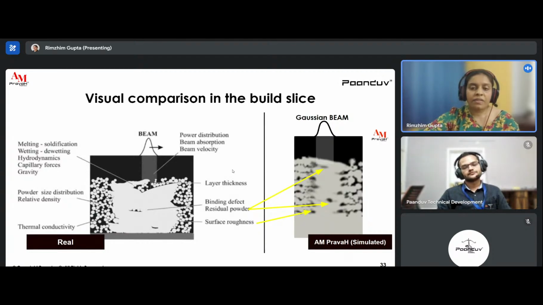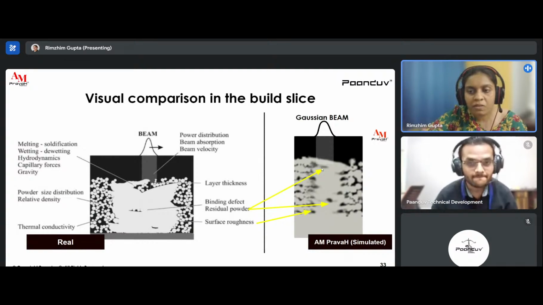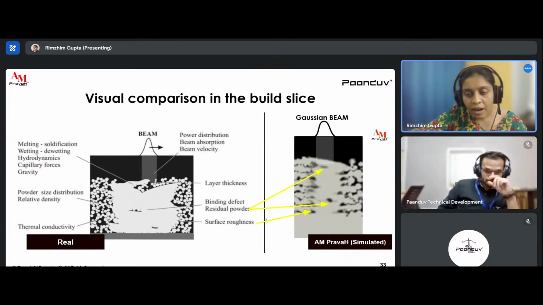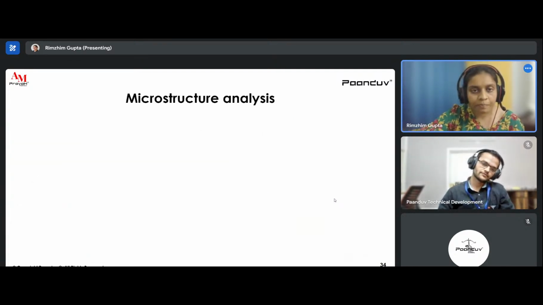This is not the exact visual validation from the experimental data, but we have taken this image from the literature. This is just to show you that if we cut a cross section for a thin walled structure, it can look something like this. There can be some lack of fusion defects. There can be the powder spreading in this manner, which quite resembles the images that we are getting. And there are problems at the edges that can give rise to the surface roughness, and there are problems inside the part which can give rise to the lack of fusion defects.